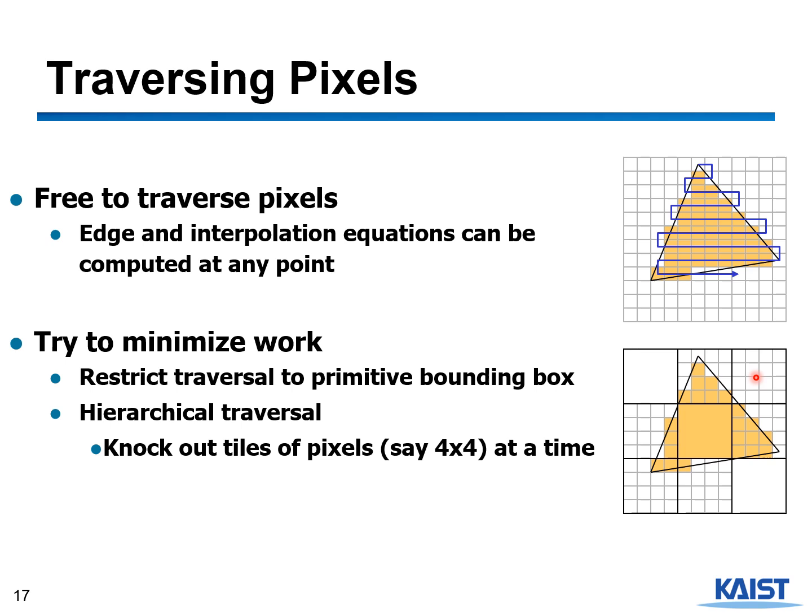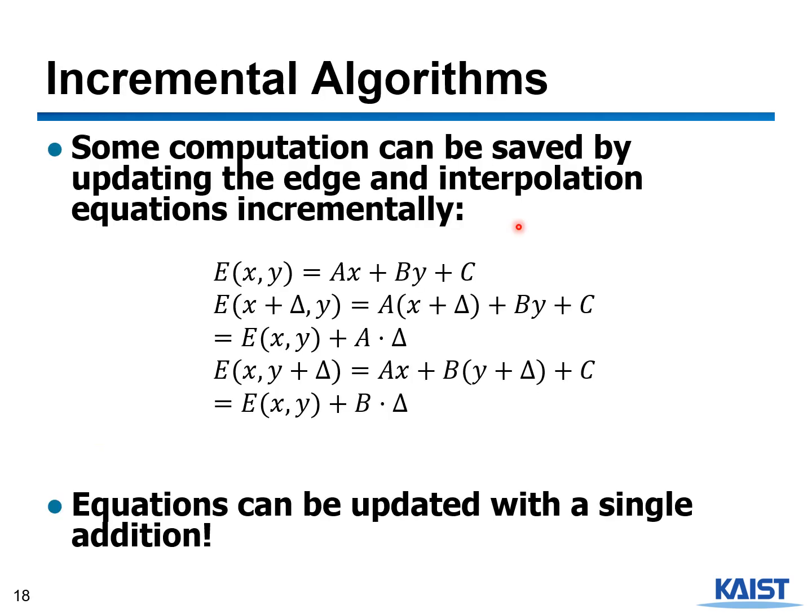Think about it: there are so many triangles and so many pixels, and we definitely need a very efficient way of traversing pixels, rasterizing, and computing the color of each triangle. That's why there are many optimized techniques. We can also think about other, faster techniques. One example is the incremental technique, where some computation can be saved by updating the edge and interpolation equations in an incremental way.